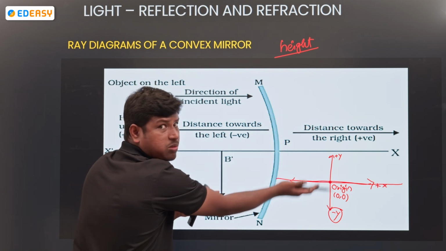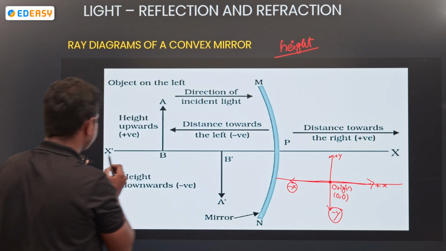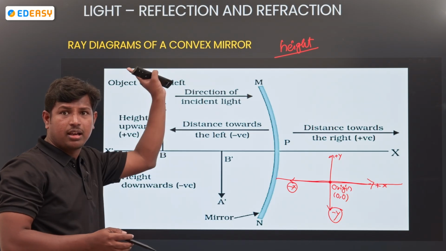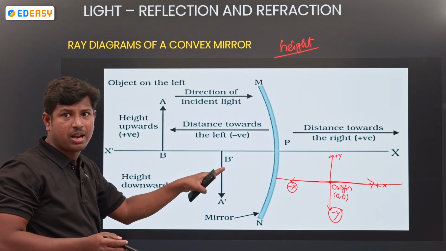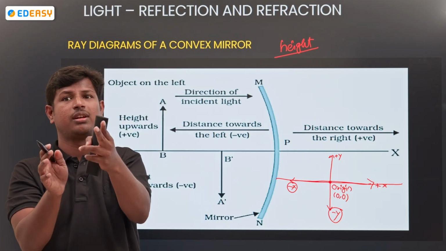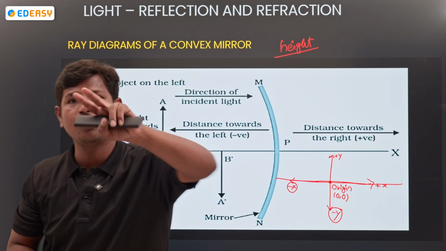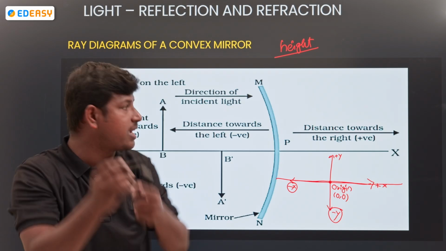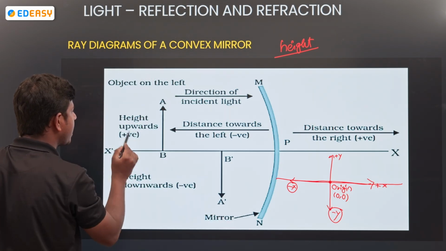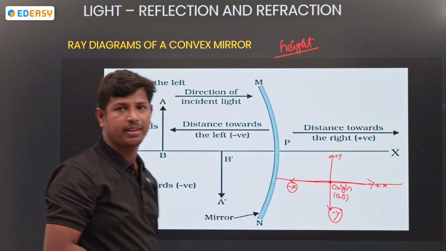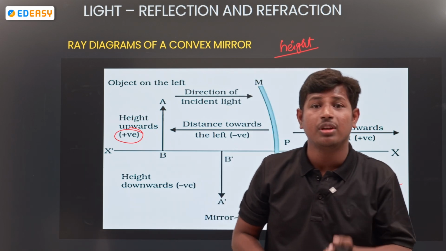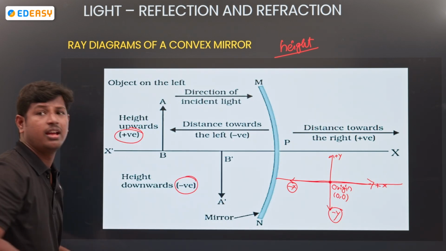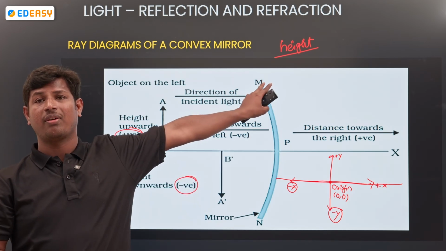If it is above the principal axis, this is the principal axis, or below the principal axis, only take these two cases. Coming to the height, only take two cases. What are they? Above the principal axis or below the principal axis. Above the principal axis, always positive. Below the principal axis, negative. These two are enough for height.